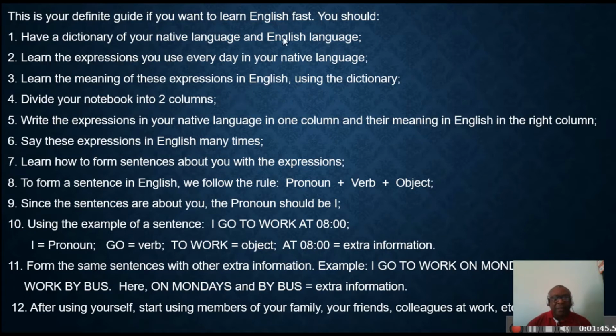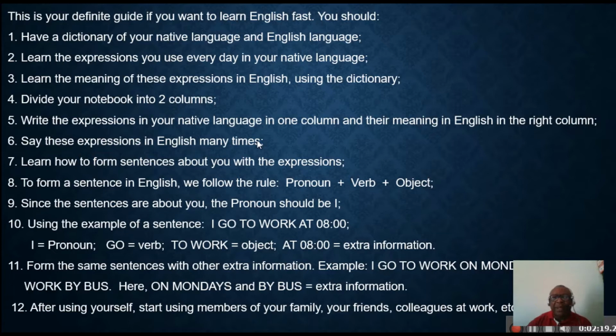That is, you divide your notebook into two. So on the first column, you have to write the expressions. That is now number five. Write the expressions in your native language in one column. Remember, here you divide your notebook into two columns. So write the expressions in your native language in one column and their meaning in English in the right column. The equivalents.